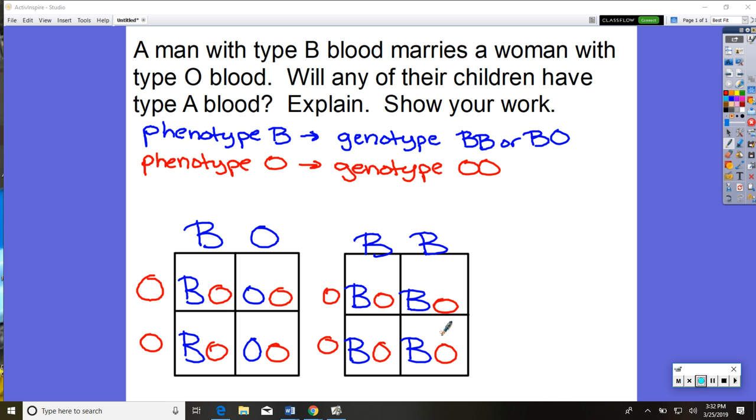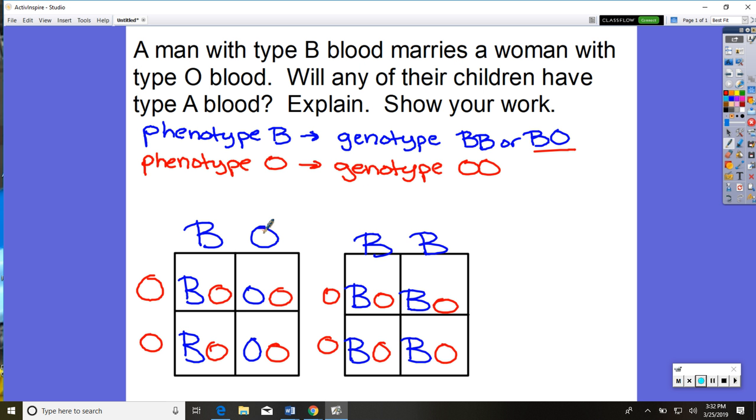The O is recessive to both B and A. So if A was present, it would cover up the O. B is present, and the B is covering up the O. So if this man was BB as his genotype, none of their children could be anything but type B blood, because the genotype BO is also the phenotype B.